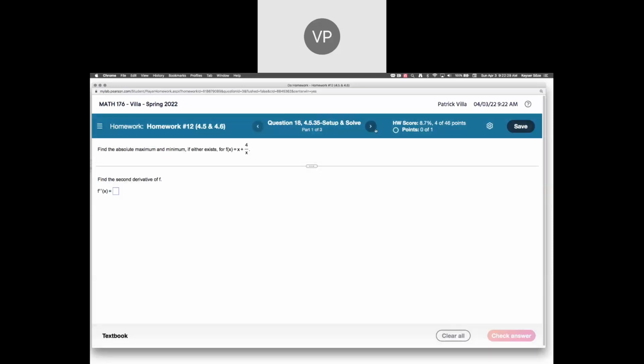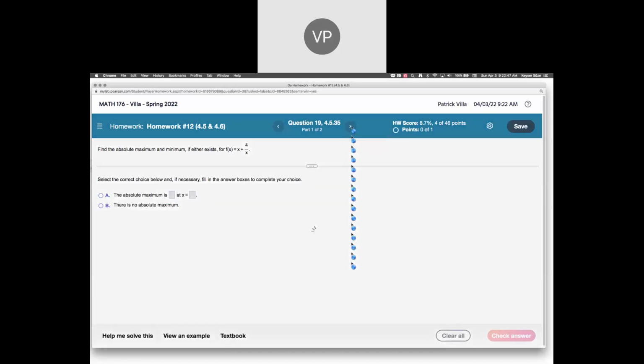Okay, so let's look at number 19. Find the absolute max or min. Now this is of the same graph, same example we kind of had on the PowerPoint. Let me actually pick another one since you've kind of already seen this one. Let me see if there's one close to it.